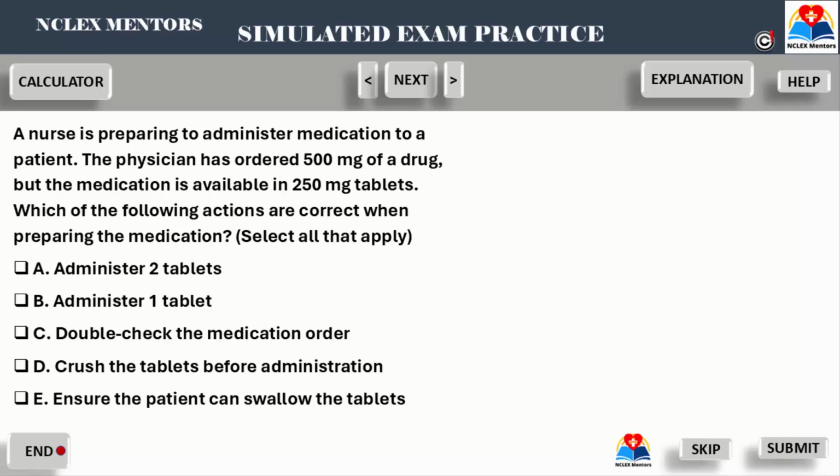A, administer 2 tablets. B, administer 1 tablet. C, double-check the medication order. D, crush the tablets before administration. E, ensure the patient can swallow the tablets. Take a moment to read through these carefully. Think about the dosage, the form of the medication, and the safety steps. You can pause the video here if you need a little more time.